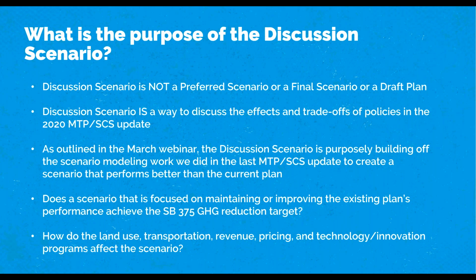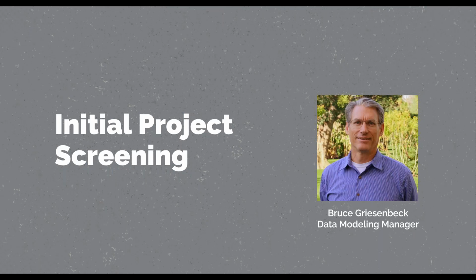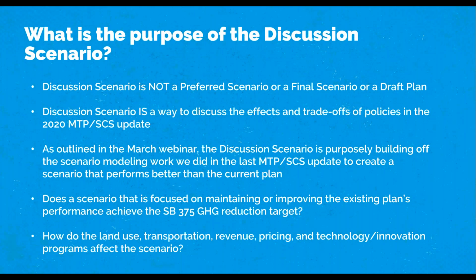So one of the questions is, do we have a chance at finding a scenario that can improve on the performance of the last plan and give us a shot at hitting that greenhouse gas reduction target? And then how do our land use, our transportation, our revenue, our pricing, all of those things that we can turn the dials on, how can they affect that scenario? And so that's kind of where we're at. That's the purpose of this discussion scenario. I want to turn it over to Bruce so that he can walk you through how we went about narrowing down from that really expansive set of nominated projects down to something that we can start to do some testing and some analysis on, and want to have a conversation with all of you over the coming months.